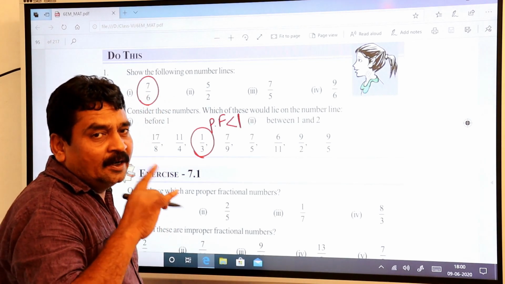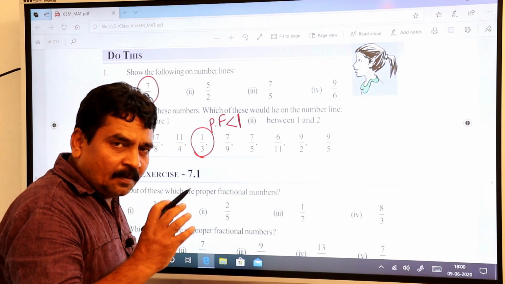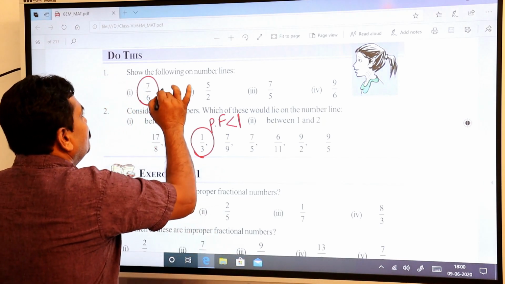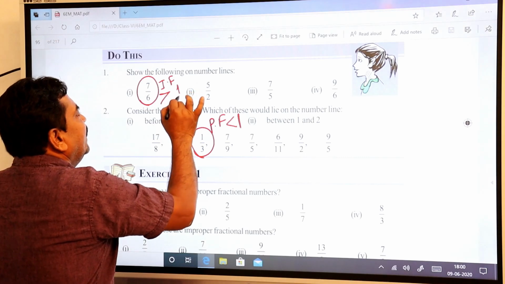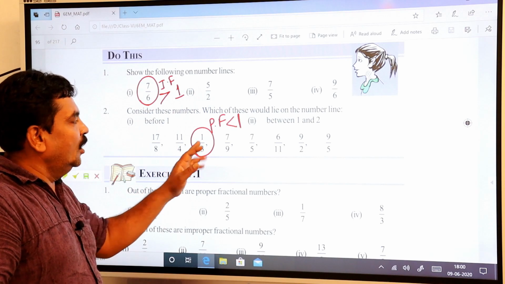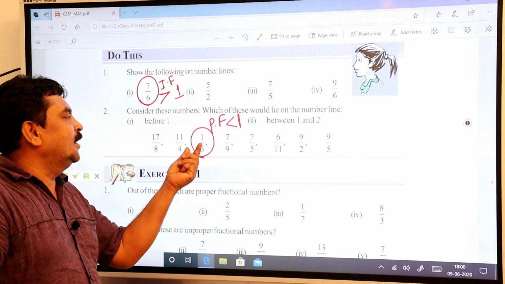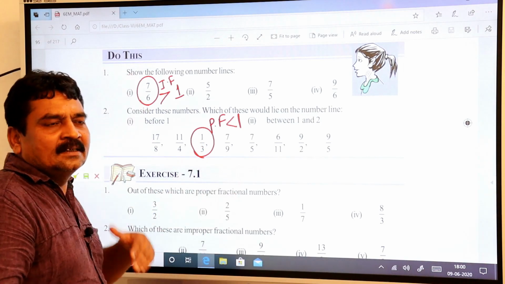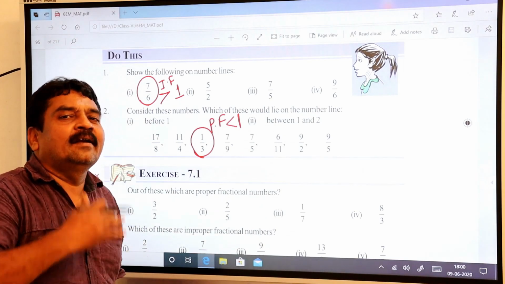Why? Because the numerator is more than the denominator. Second one, an improper fraction means the fraction which is greater than 1. So this is your improper fraction which should be greater than 1. Let us see on a number line. 1 by 3 should fall below 1. That's why you call it a proper fraction, which is less than 1. And this number 7 by 6 should come after 1, meaning greater than 1.